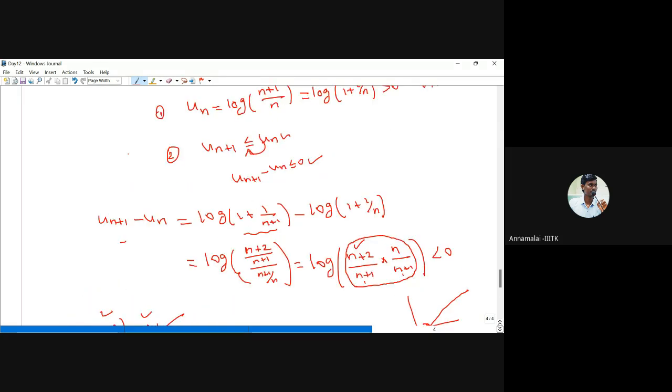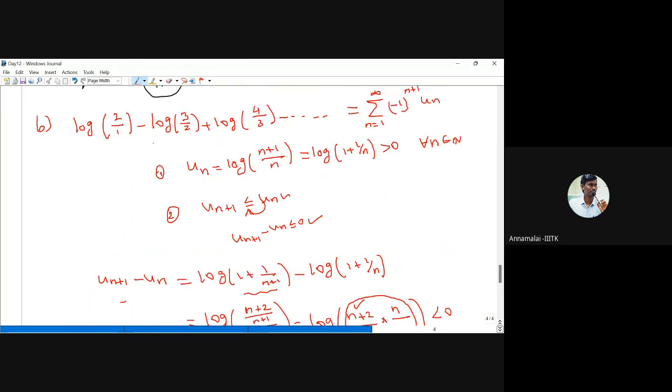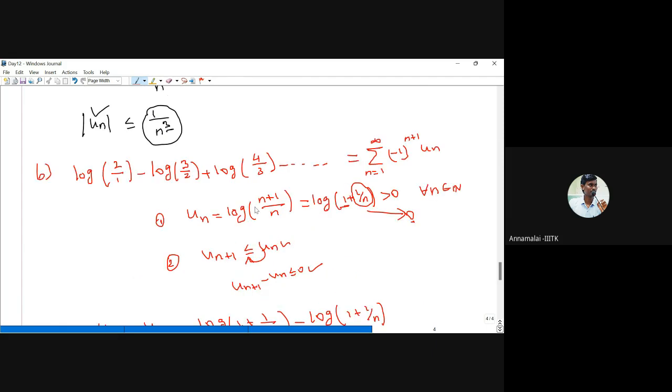Now we say this un satisfies the second condition, and as n goes to infinity, this un goes to 0, because this 1 by n goes to 0, therefore log 1 value is 0. Therefore this un satisfies the three conditions of Leibniz theorem, therefore this series converges. Okay, this series converges by Leibniz theorem.